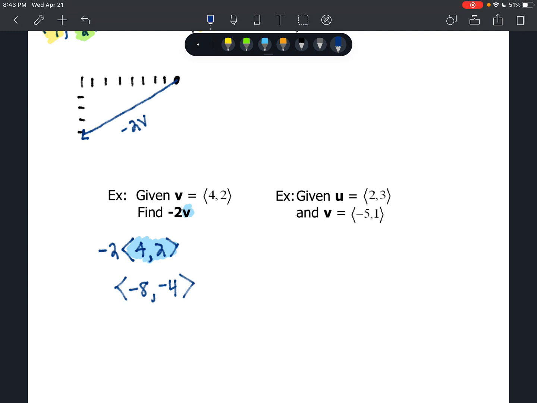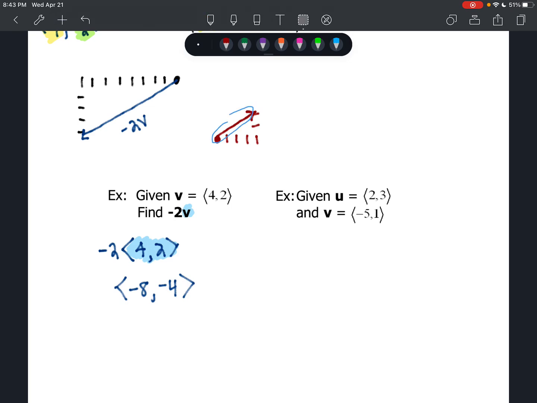Now what was the original vector? The original vector had a component form of 4, 2. So 1, 2, 3, 4. Positive 4 goes to the right, and then up 1, 2. So there's the original vector.